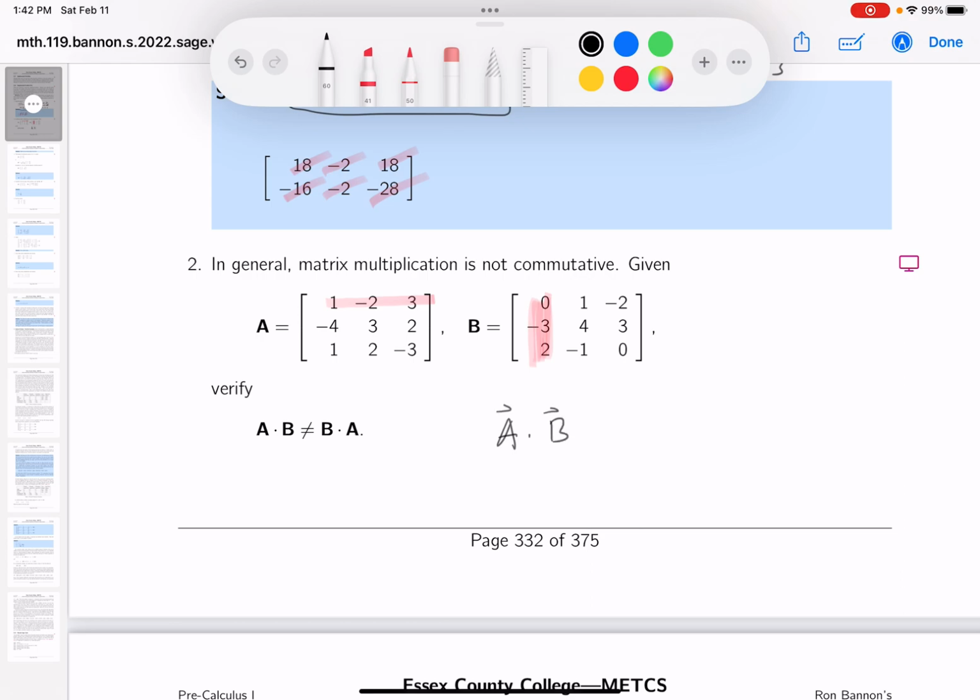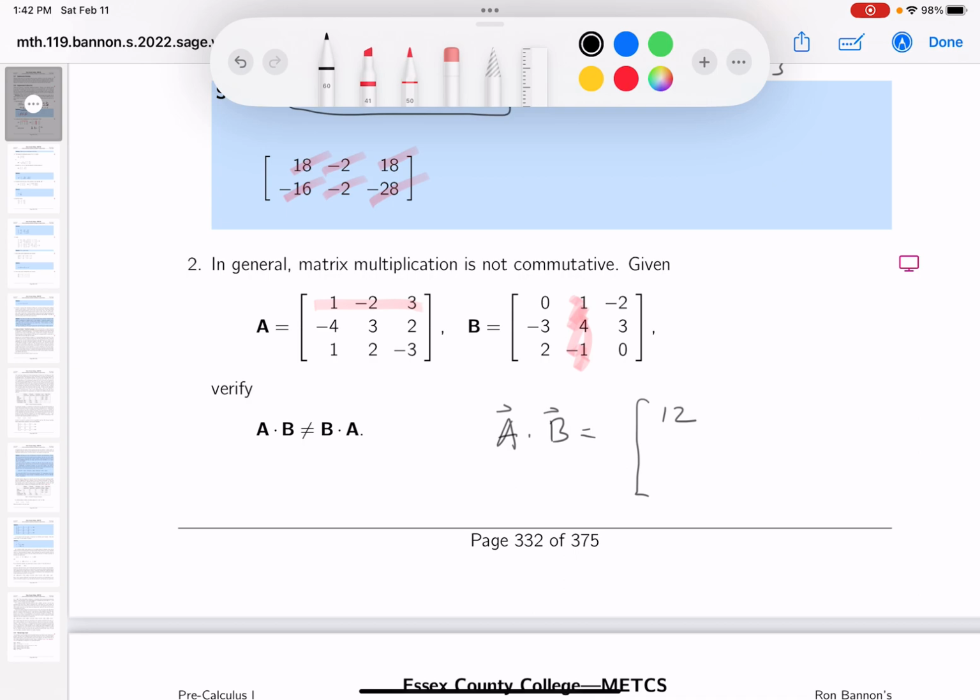These are the matrices. So looking at it, I'll put some work down. 1 times 0 is 0, and then minus 2 times minus 3 is 6, and then 3 times 2 is 6. 6 plus 6 is 12. All right, I'll get my eraser out, and I'm going to do now row one, column two.